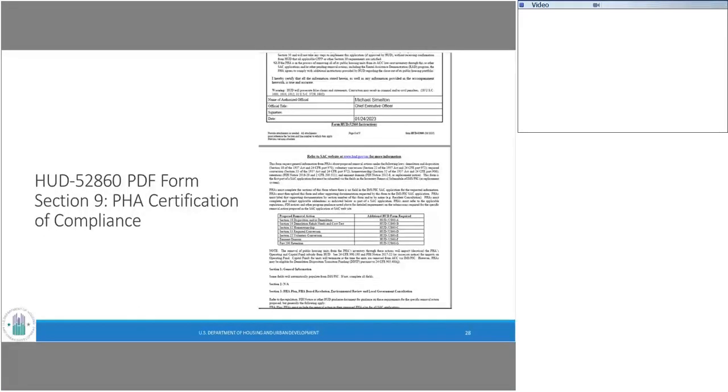And Section 9 is the same. Here we need either the executive director or the CEO signature saying that everything that they provided in the PIC, in the PDF form application is factual, actual, and this is their certification to speak to that. Also, the application provides specific addendums that you may need to include or upload and provide for the application, and it's 52860A, B, C, D, E, F, G.